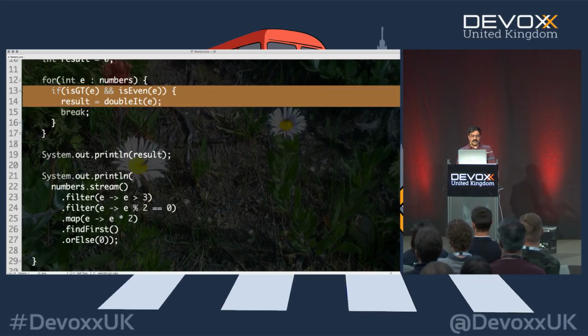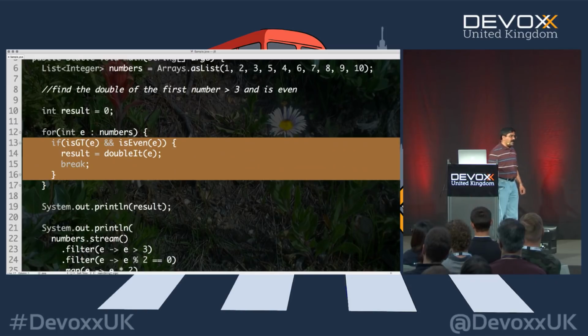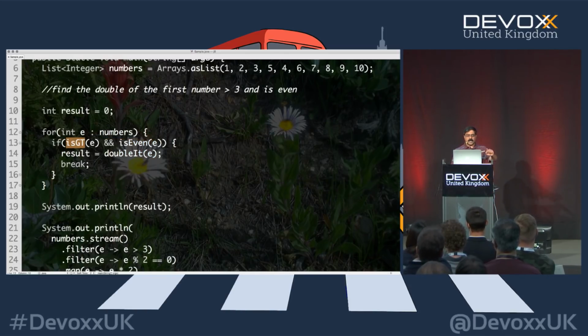Let's focus on the imperative style code first. Remember, we have the values 1, 2, 3, 5, and then 4. So is 1 greater than 3? No, short circuit. 2, no. 3, no. 5, yes. But 5 is even? No. And then we check for 4, check for even, check for greater than 3, double it. That's 8 computations. Is that really true?